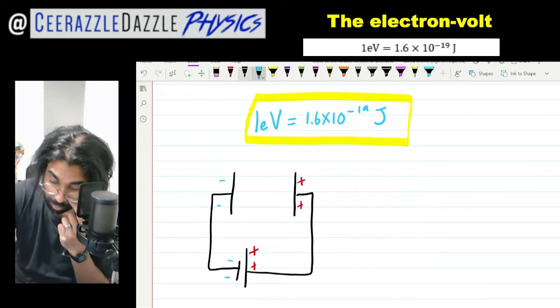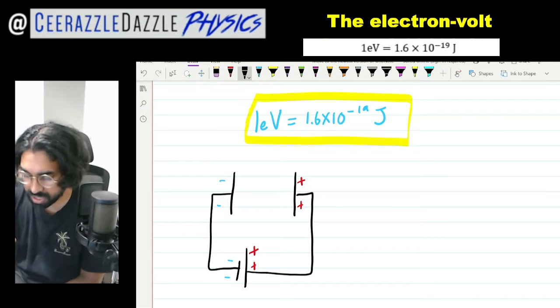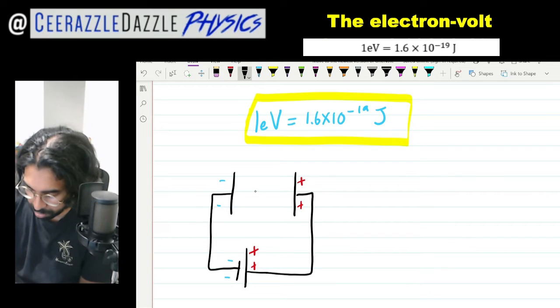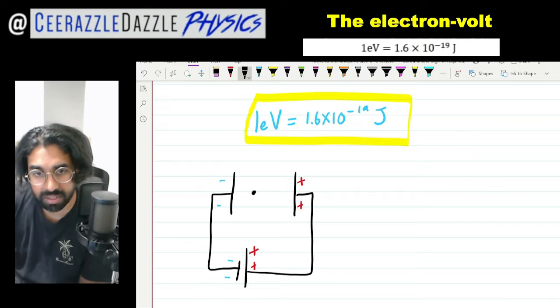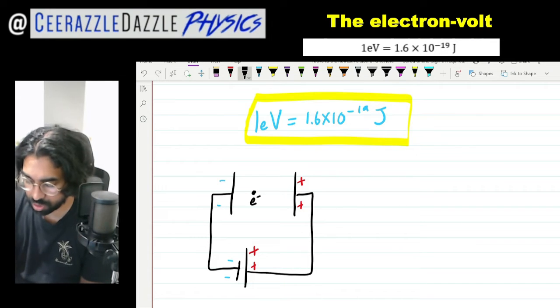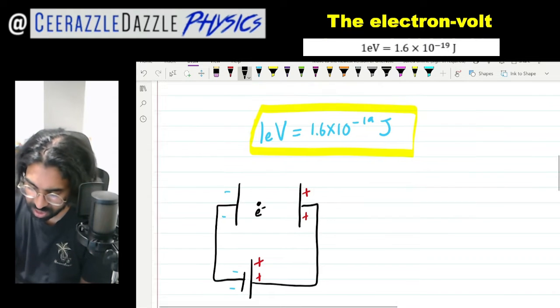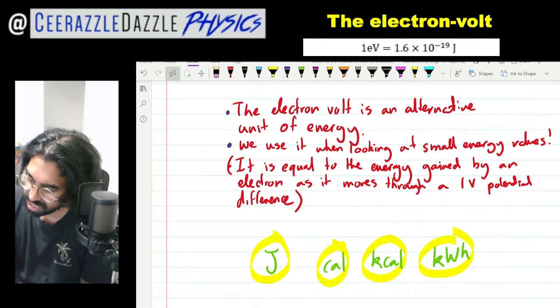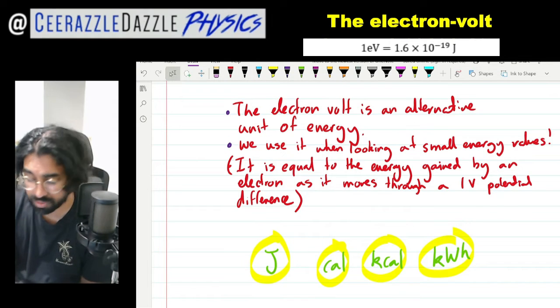Okay, so let's say we were to place an electron in the center. What do you think will happen to that electron? E minus is the symbol for the electron. If we scroll up, let's read that definition again, very slowly. It is equal to the energy gained by an electron as it moves through a 1 volt potential difference.